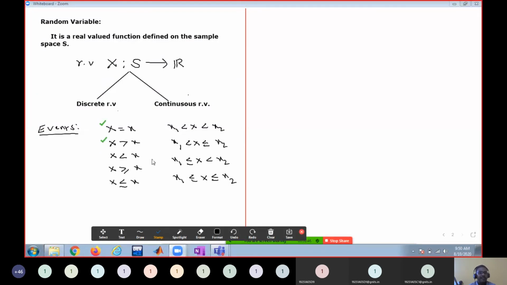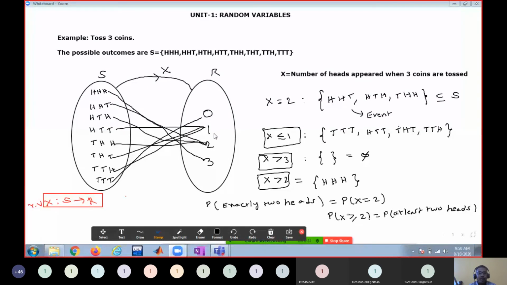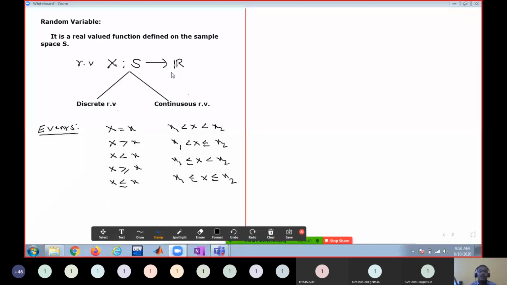Like probability of 3 heads. What is it in the previous case? What is the probability that there are at least 2 heads, or exactly 2 heads? There are 3 possibilities, that means 3 by 8. Probability is nothing but the number of favorable cases by total number of possible cases. So that means I can now assign probabilities.